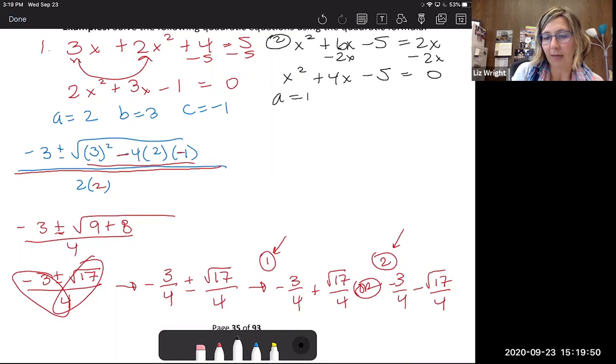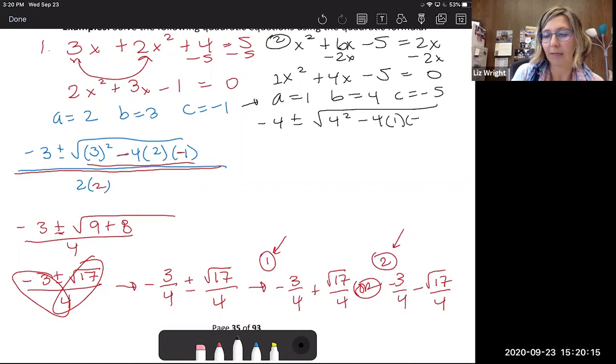This one happens to be factorable if you're a factoring person. A is going to be 1, B is going to be 4, and C is going to be -5. So yes, I want that step in there. Some students ask me, do I have to write that in there? Yes, write it in there. So then we're going to do -4 plus or minus the square root of 4 squared minus 4 times A times C all over 2 times A.